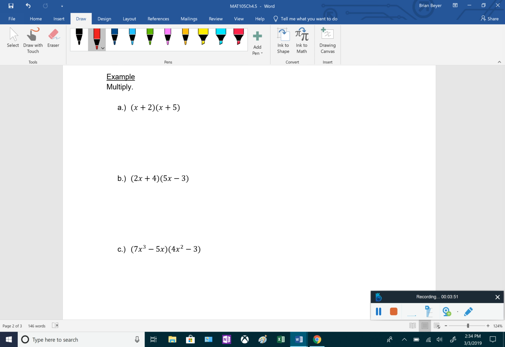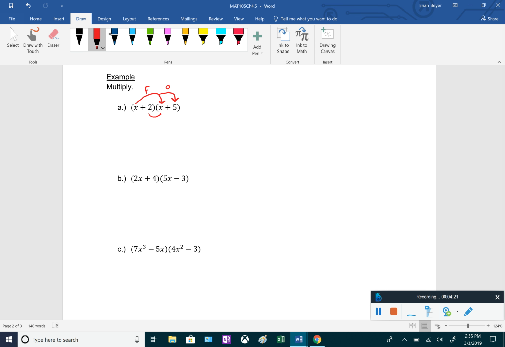For the first one, x plus 2 times x plus 5. So we have a binomial times a binomial. We have to multiply each term from the first one into each term of the second one. We multiply the x by the x and the x by the 5. The x times the x, those are the two first terms, so that's the F in FOIL. The x times the 5, those are the two outer terms in the binomial, so that's the O.